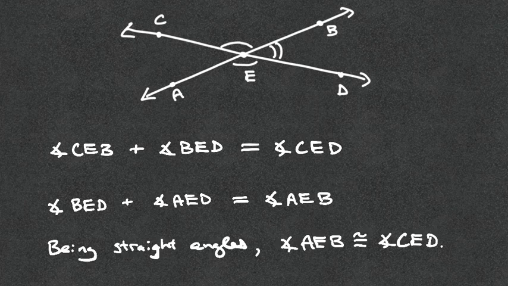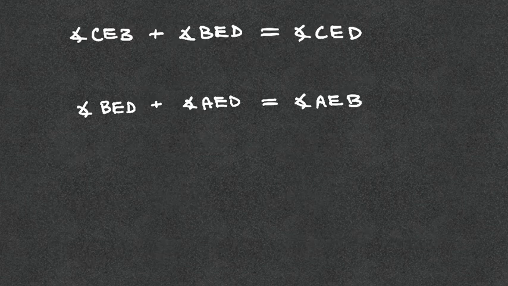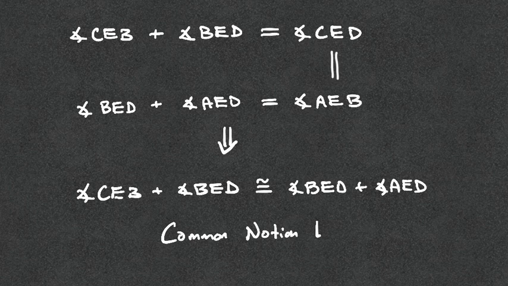And just as before, being straight angles, we have that angle AEB will be congruent to angle CED. And so it means that the left-hand sides of our equations also have to be equal. And so, once again, by common notion 1, our left-hand sides have to be congruent, so we have angle CEB plus angle BED congruent to our angle BED plus our angle AED.